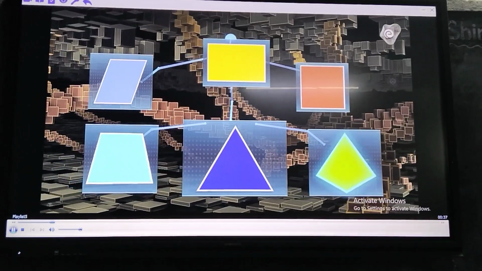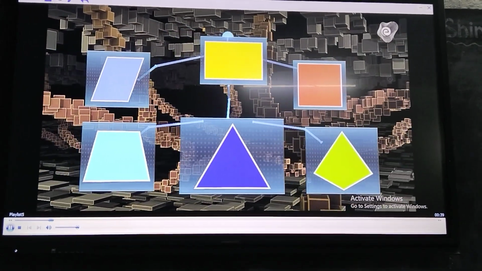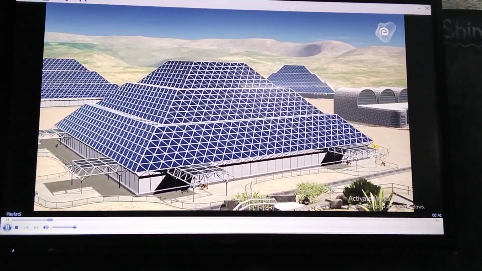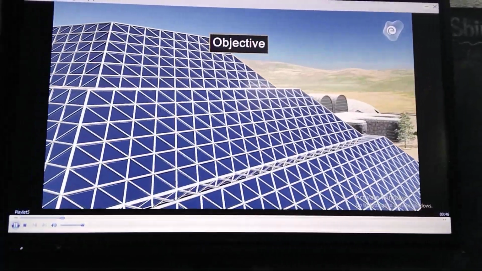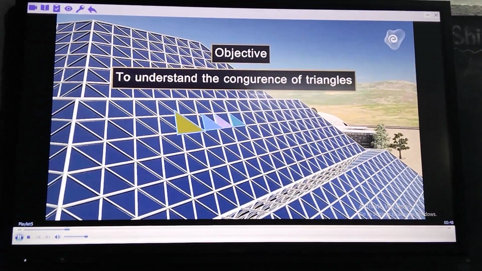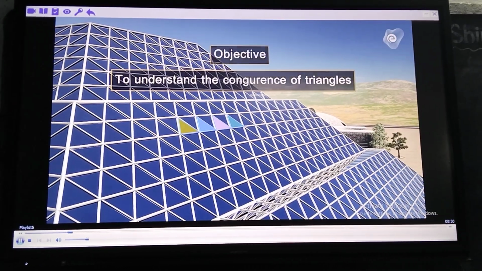rhombuses, trapezium, and kites. Let us delve deep into the congruence of triangles that will help us learn more about these shapes. Objective: In this session, we will understand the congruence of triangles.